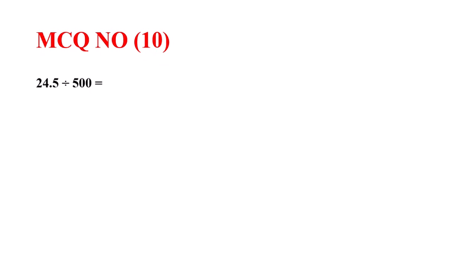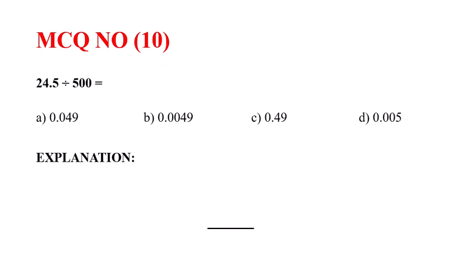MCQs number 10. 24.4 divide with 500. The given options are: option A is 0.049, B is 0.0049, C is 0.49, and D is 0.005. Explanation.